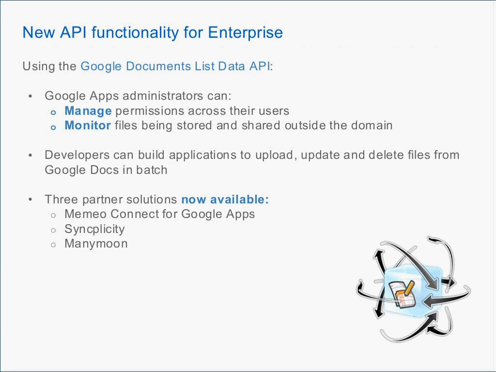And then organizations can build applications on top of the API to upload, update, and delete files from Google Docs in batch, or they can use partner solutions that we've actually made available. Three companies have launched. Many more are coming along the way. But the three that we've highlighted is a product called Memeo Connect for Google Apps, a product by a company by the name of Simplicity, and another one by the name of ManyMoon.